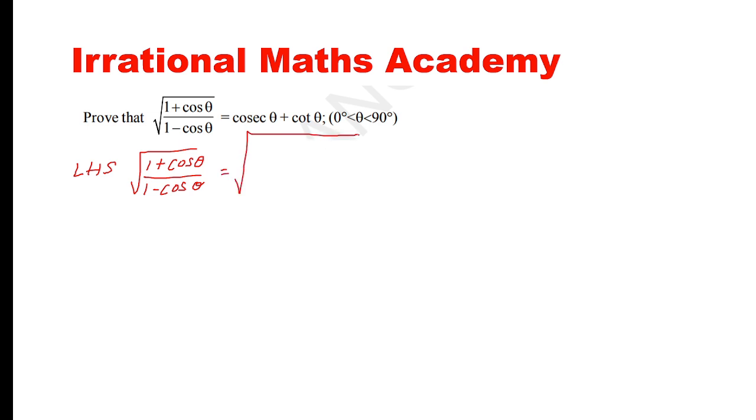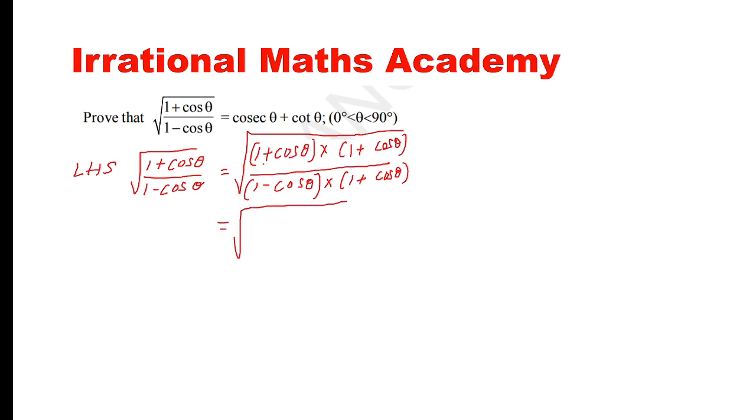This, I'll rationalize. So 1 plus cos theta by 1 minus cos theta. Those who know the rationalization, how to do it, no problem. Those who don't know, what you have to do is, if 1 minus cos theta is there, multiply with it, just change the sign: 1 plus cos theta by 1 plus cos theta. If it is 1 plus cos theta, when we are rationalizing, we'll use 1 minus cos theta. Clear? Next step.